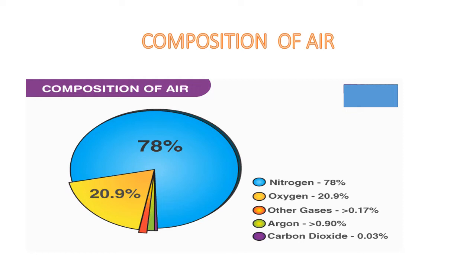As you can see on the slide, nitrogen is the most abundant gas constituting 78%. Oxygen constitutes 21%, carbon dioxide 0.03%, argon that is 0.90% and other gases. So let us see, the gases in the atmosphere are useful to us in various ways.